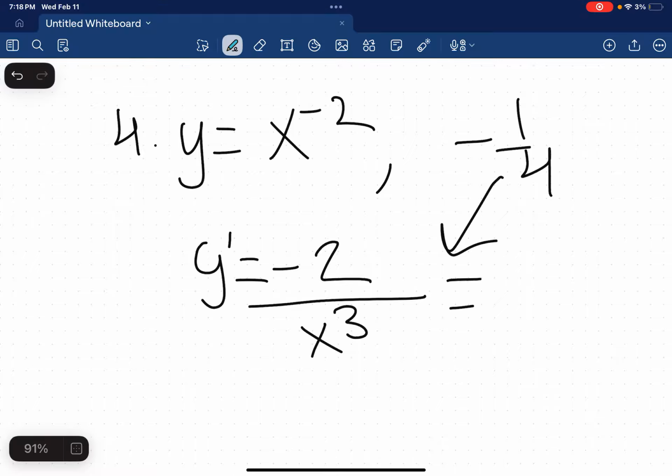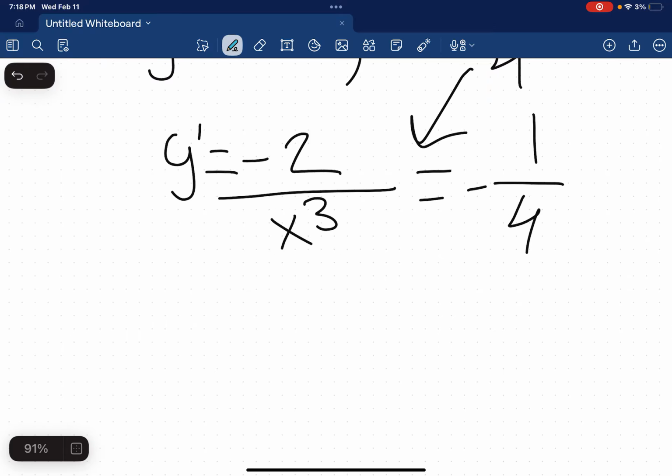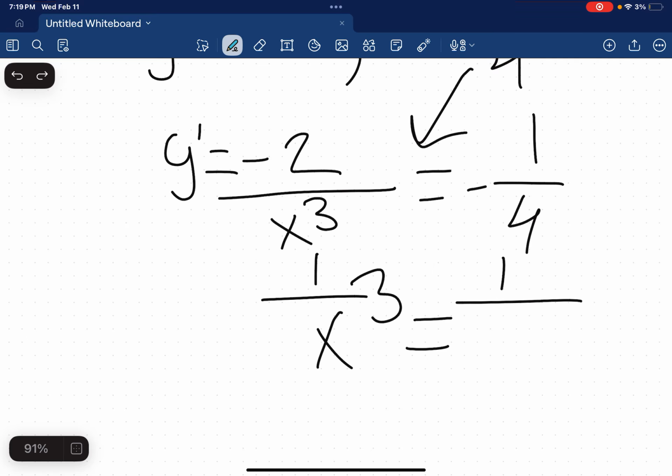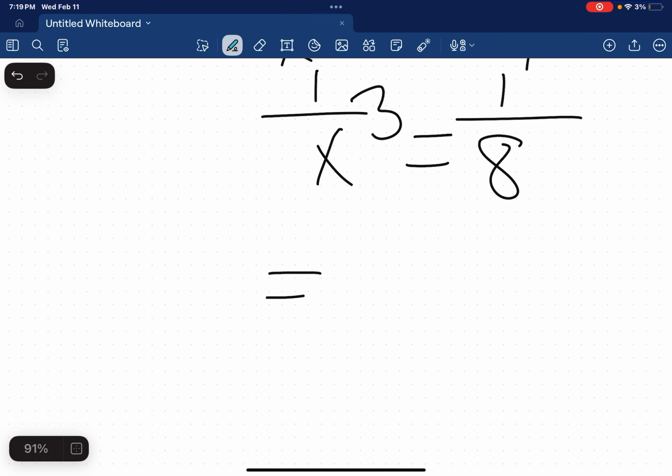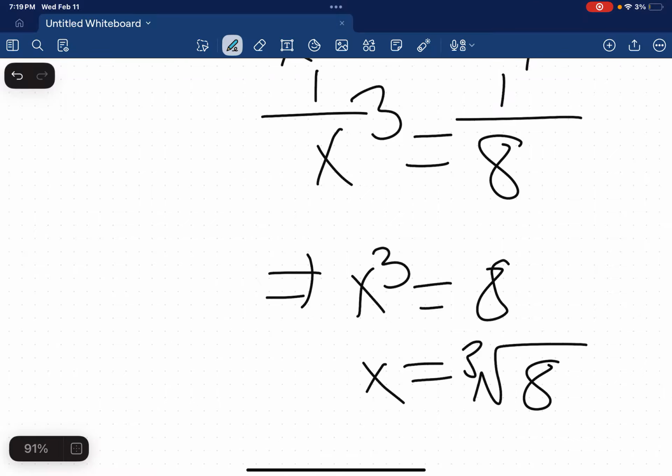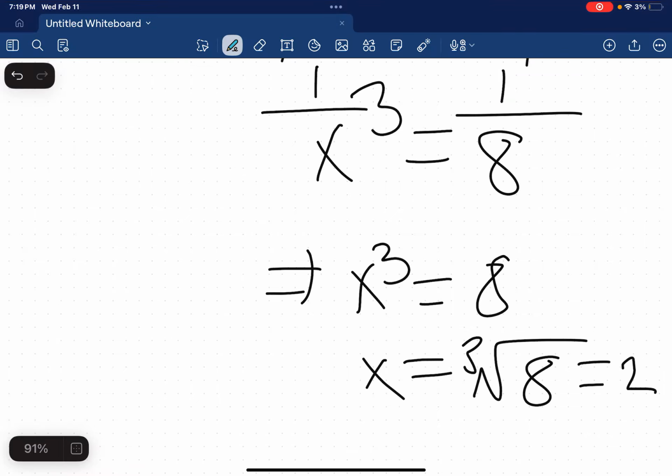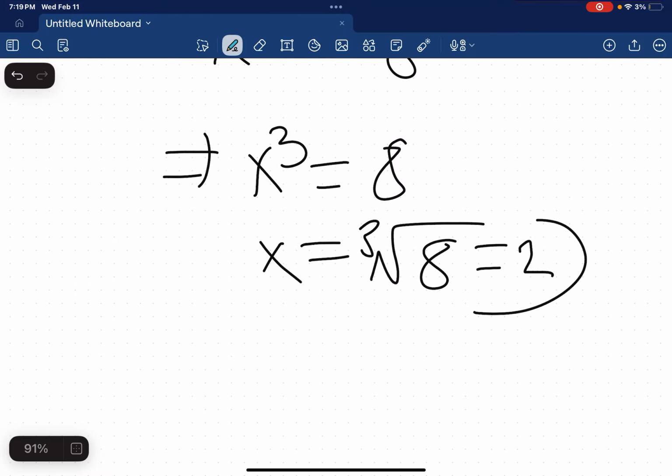And we know that the slope is equal to -1/4, which means that 1 divided by x cubed is going to be equal to, divide everything by -2, so we should get 1 divided by 8, which means that x cubed is going to be equal to 8, so x is equal to the cube root of 8, which is 2. So that gives our first coordinate of x equals 2.